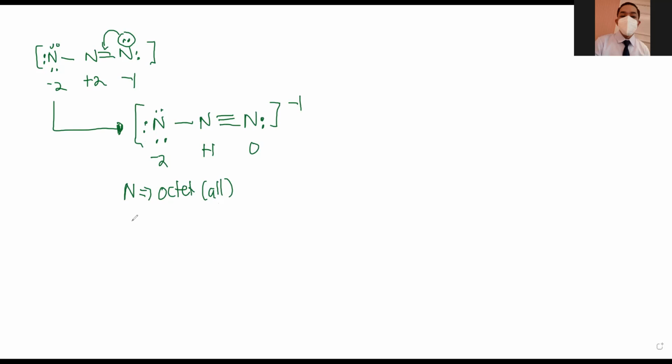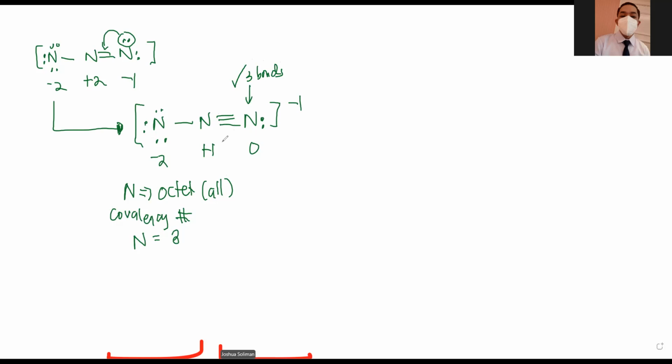The next thing is the covalency number. Nitrogen, what's your covalency number? Nitrogen wants 3 bonds usually, and that's correct. So far, at least you have 3 bonds here.